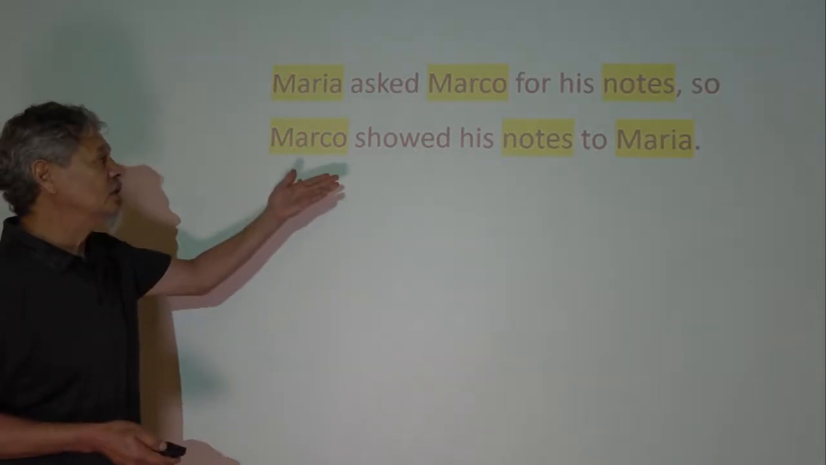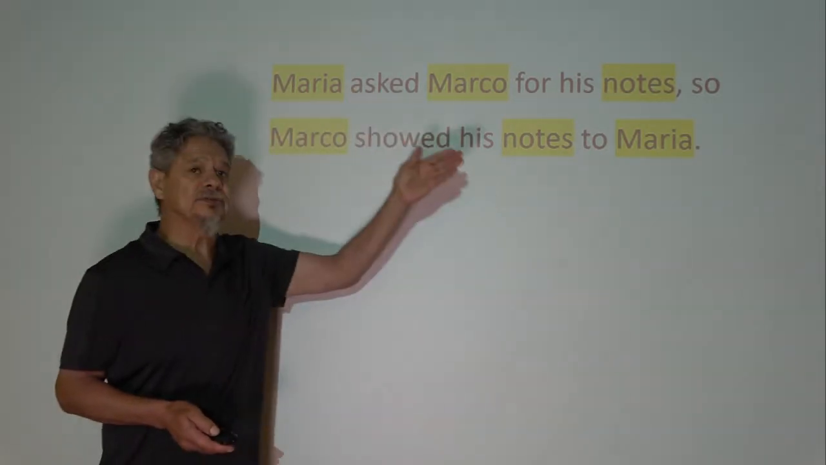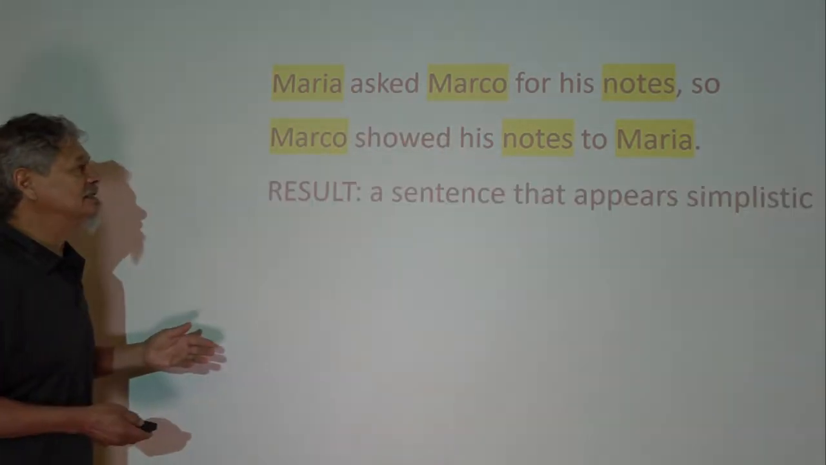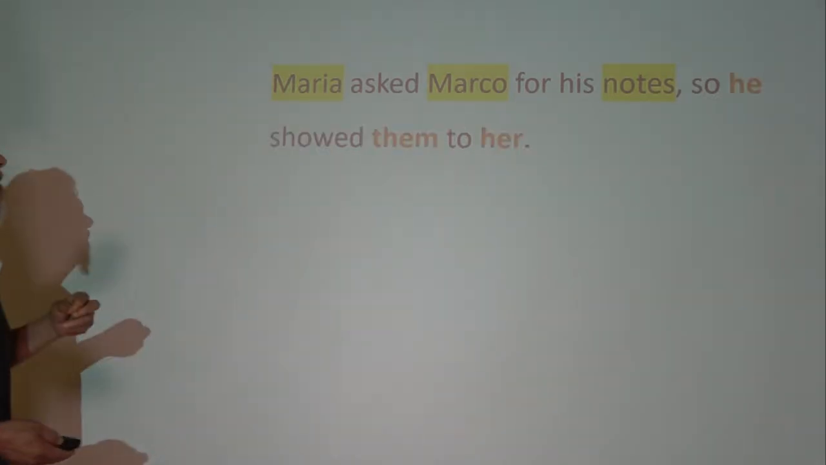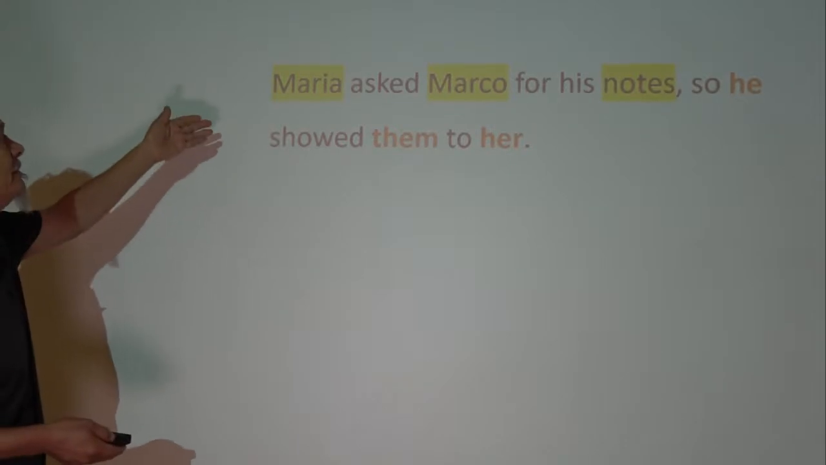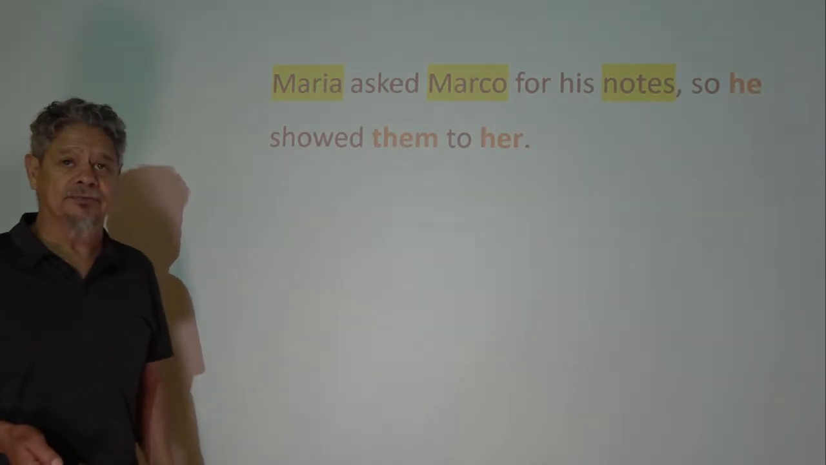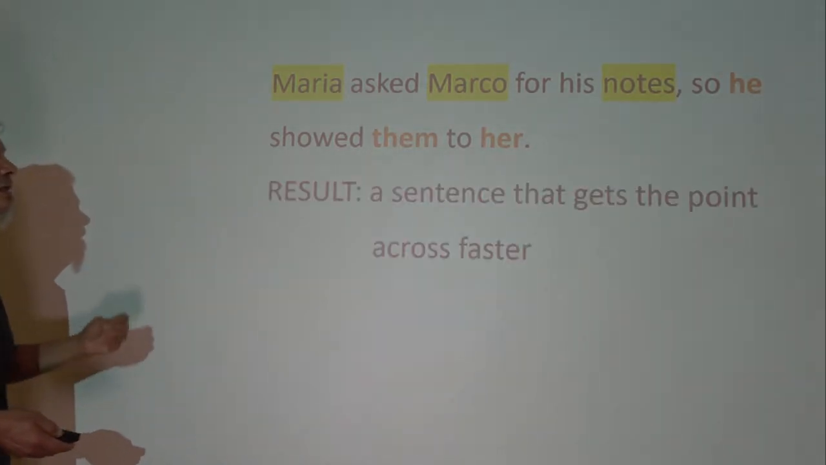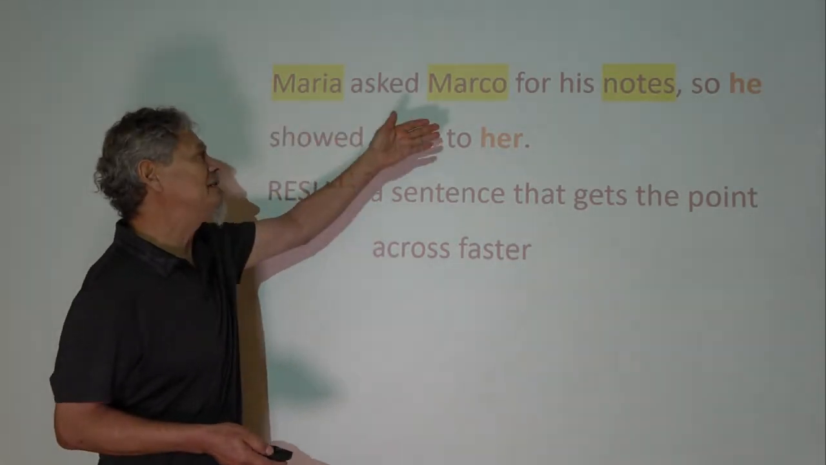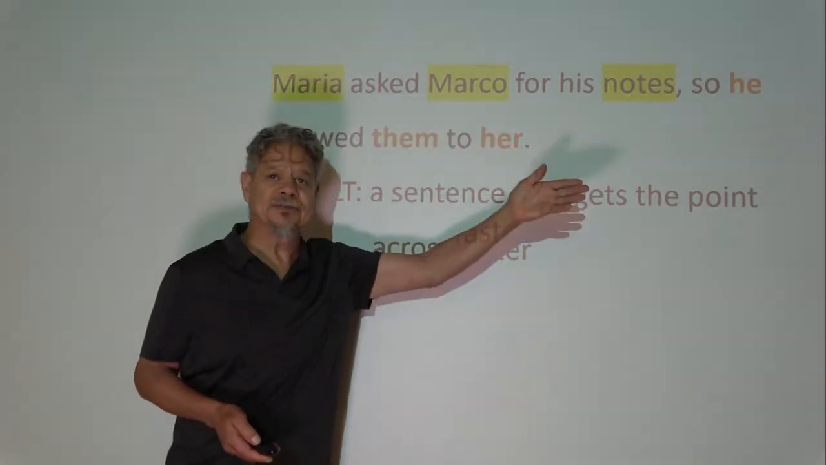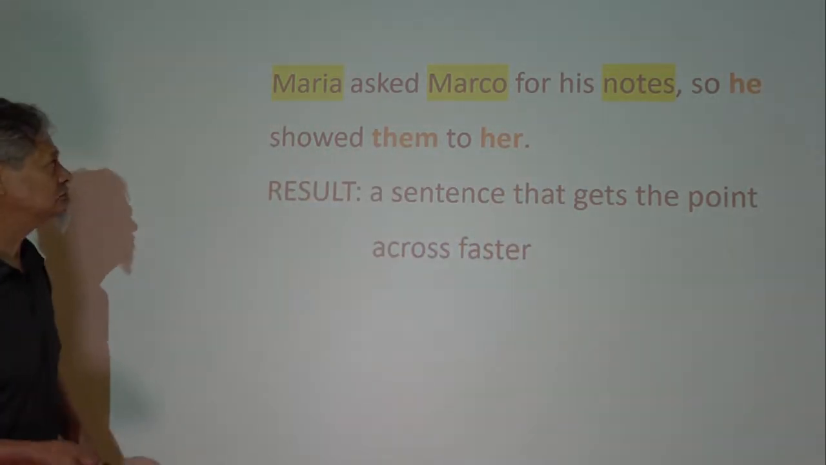So Marcos showed his notes to Maria. Here we are only using nouns, and so it makes the sentence appear simplistic. You can see the impact of pronouns if we say, Maria asked Marcos for his notes, so he showed them to her. In this sentence, the point gets across faster, and we don't need to repeat Maria, Marcos, and notes because we are substituting them with pronouns.